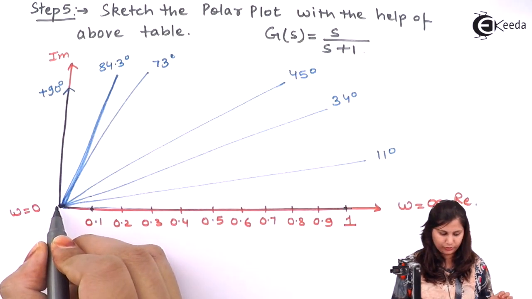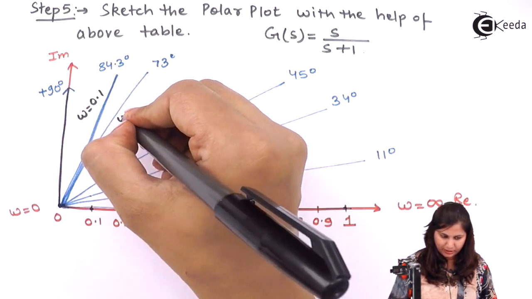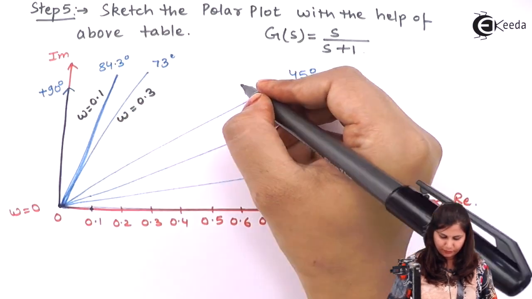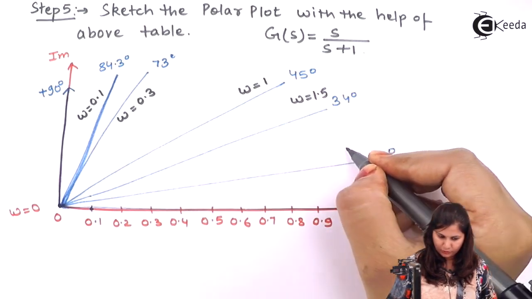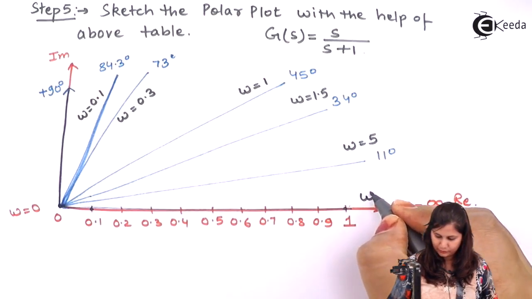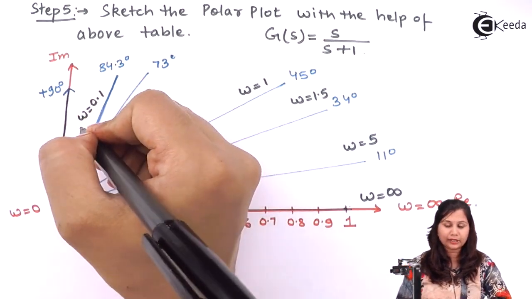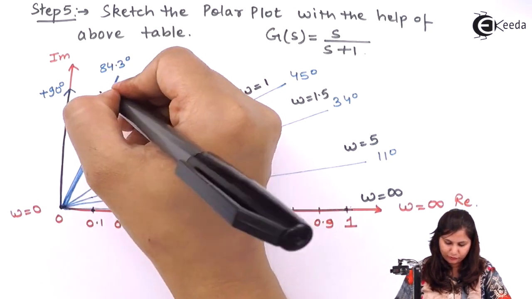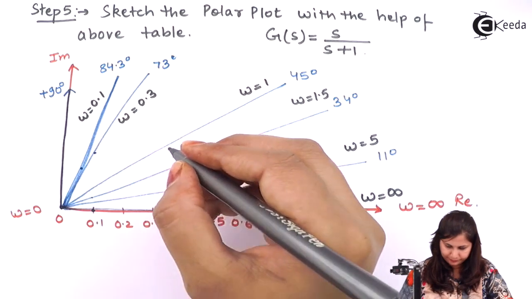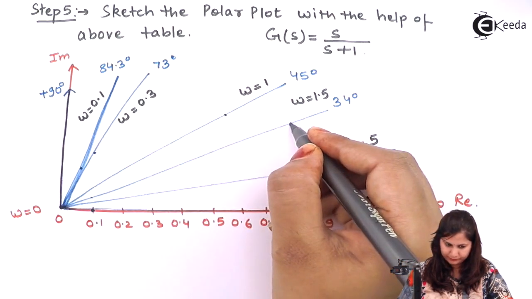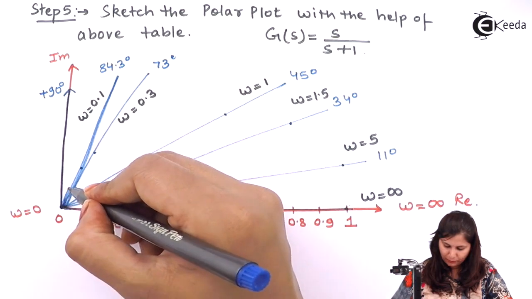Now write the frequencies on these radial lines. This is for omega equals to 0. This is for omega equals to 0.1. This is for omega equals to 0.3. This is for omega equals to 1. This is omega equals to 1.5. Omega equals to 5. And this is omega equals to infinity. Plot the points also here. For omega equals to 0.1, we had the magnitude as 0.1 here. And 1. So join these points.